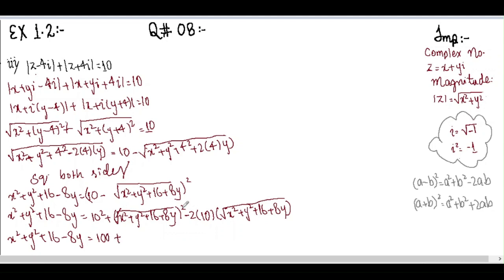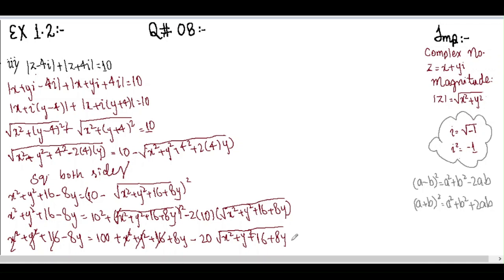Now this square root and square cancel. So we get x square plus y square plus 16 plus 8y minus 2 into 10s are 20 square root of x square plus y square plus 16 plus 8y. Now we can see which terms are cancelled. X square is cancelled with this x square, y square is cancelled with this y square, plus 16 is cancelled with this 16, and minus 8y, and this is plus 8y, so we cannot cancel it.